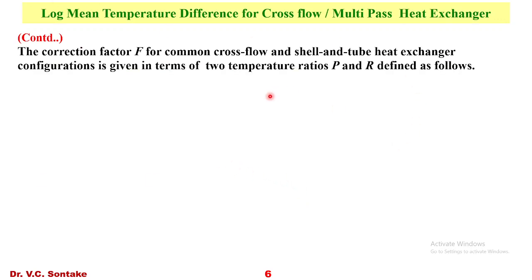The correction factor F for common cross flow and shell and tube heat exchanger configuration is given in terms of two temperature ratios, capital P and R, that can be defined as follows. The expression for P, also called the temperature ratio or effectiveness ratio, is equal to small t2 minus small t1 over capital T1 minus small t1.